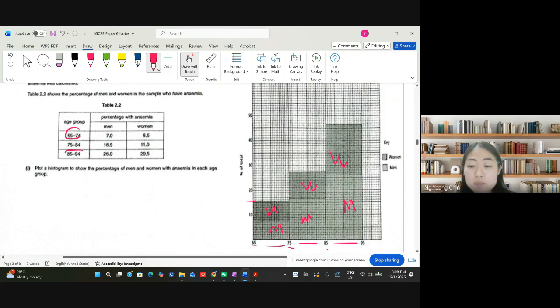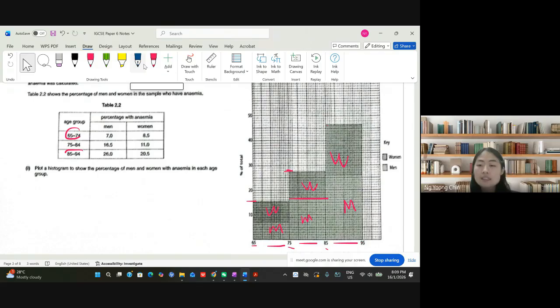Same for the second group, okay, which is 75 to 84. And then the men's group is around here, 16.5, which is above 15. And then you add on the women's, okay, so 16.5 plus 11, you become 27.5. So that's why you get to here.